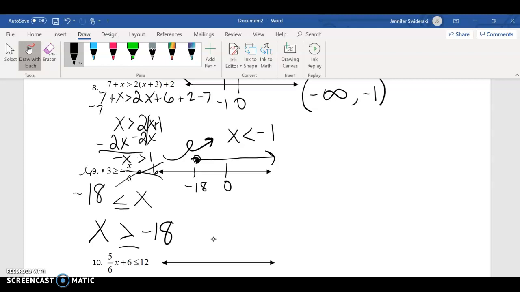All right, so I know for interval notation, it hits negative 18. It includes that negative 18. All right, it's going all the way to positive infinity. I'm going to do the bracket, not the bracket, sorry, the parentheses there for that one.